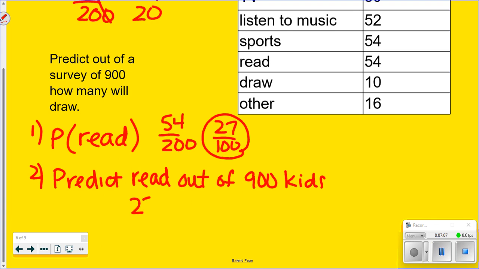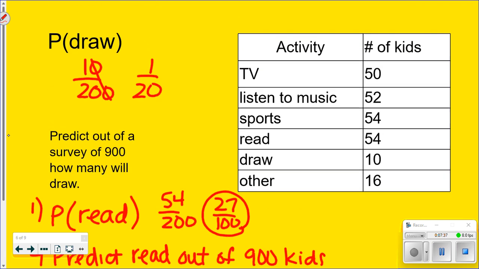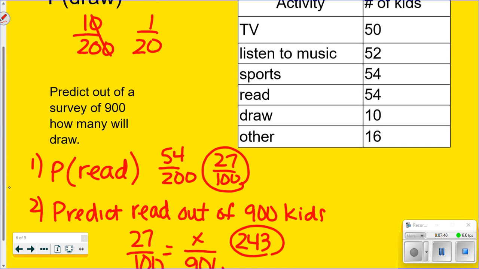Then if I know 27 out of 100 will read, I'm going to make that equal to 900. This is the easy one because all you would have to do is take 27 times 9. And you should get 243 students. Make sure that's right. I think so. Yep, 243 kids. All right, so that's being able to use your probability to make a prediction.